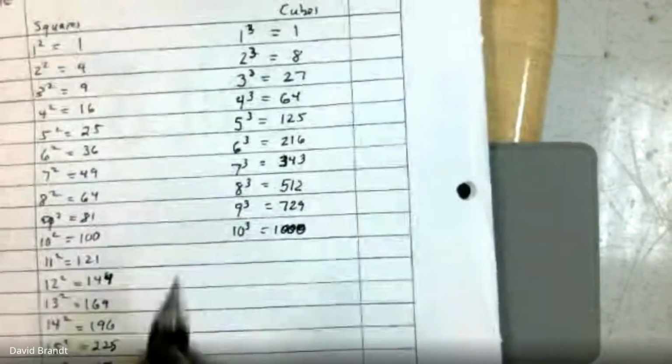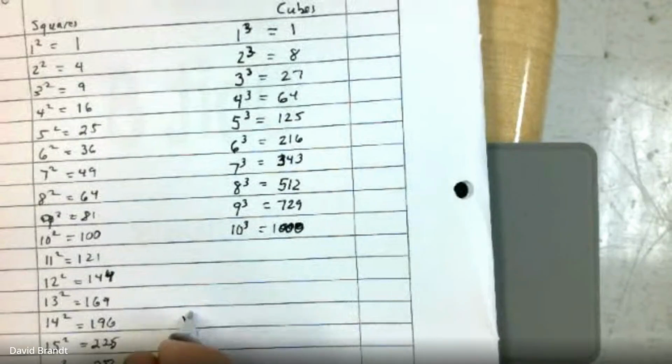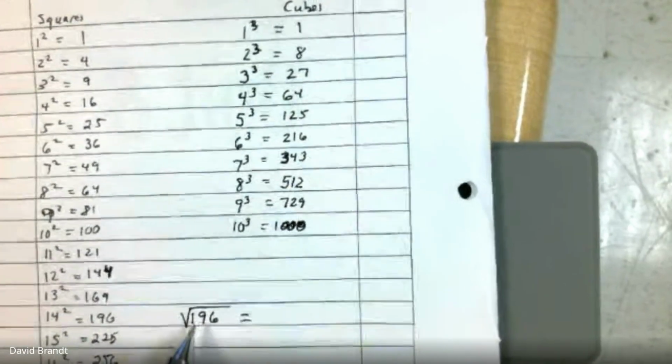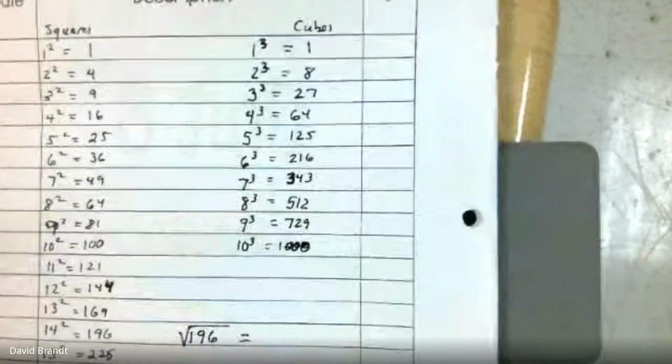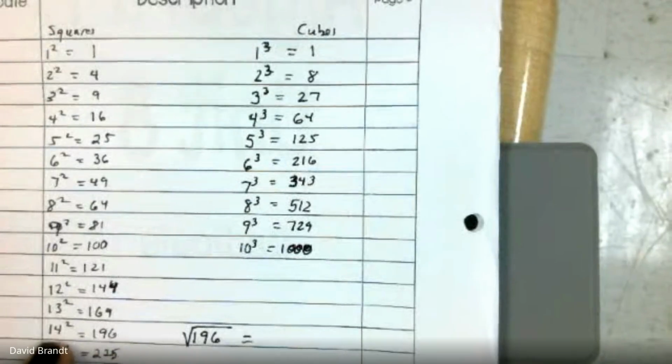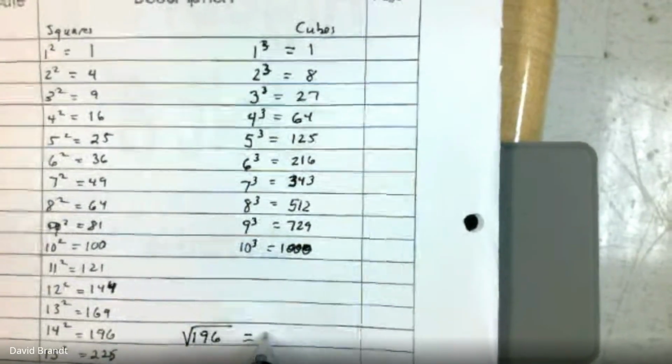Now, what would you use this table for? Suppose I asked you, what is the square root of 196? So you would say, what number squared gives you 196? Well, look at your perfect squares and find 196. The number that's squared that gives you that is 14.